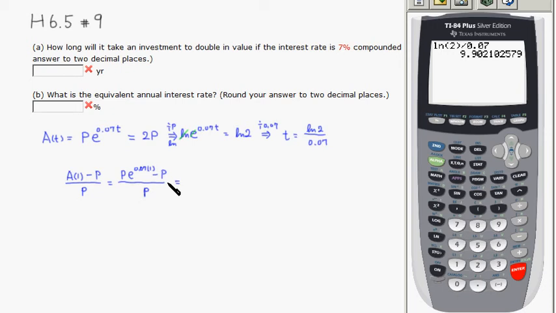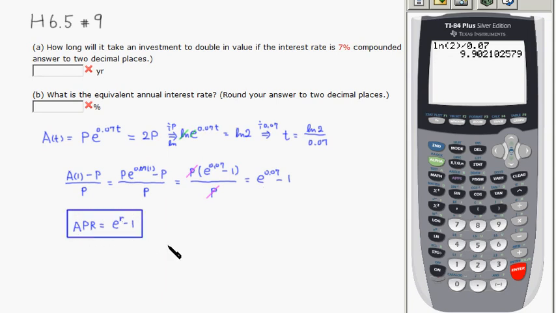You can see that P can be factored out. So you have e to the 0.07 minus 1, over P. Then you can cancel P and P, and you will get simply e to the 0.07 minus 1. The equivalent annual interest rate is sometimes called the annual percentage rate, APR, or sometimes the annual percentage yield, APY. So APR is simply e to the r minus 1. You can take this as a formula. So we just need to compute that.